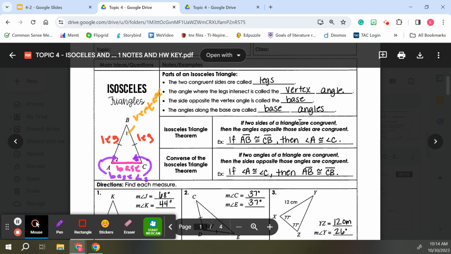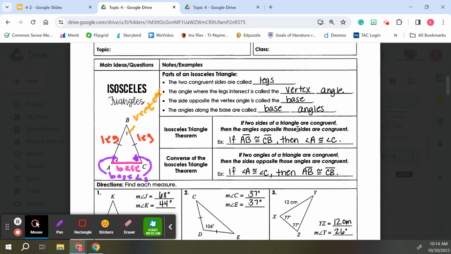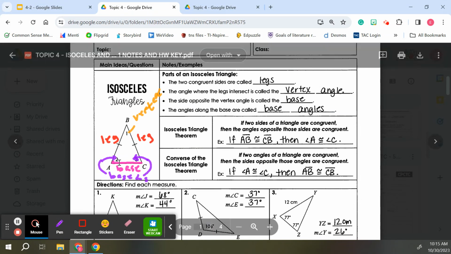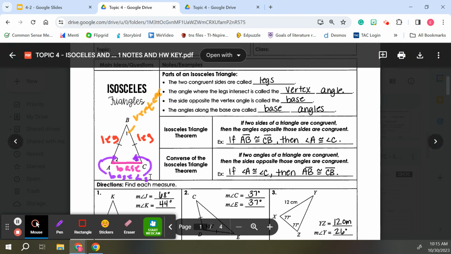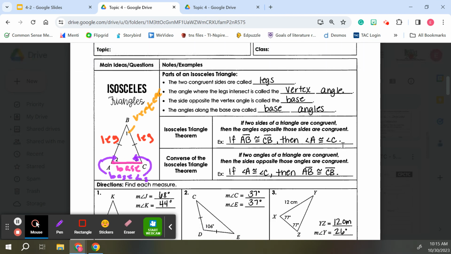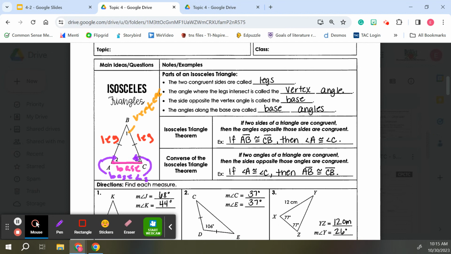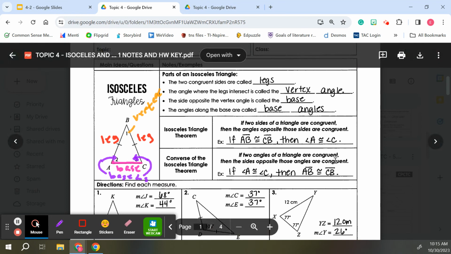If two sides of a triangle are congruent, then the angles opposite those sides are also congruent. So what we're saying here is that if we use this triangle, if AB, this guy right here, and BC are congruent, then angle A and angle C are also congruent. And then the converse just flips it around. If two angles are congruent, so if you're given angle A and angle C are congruent, then you would know that AB and BC are congruent.